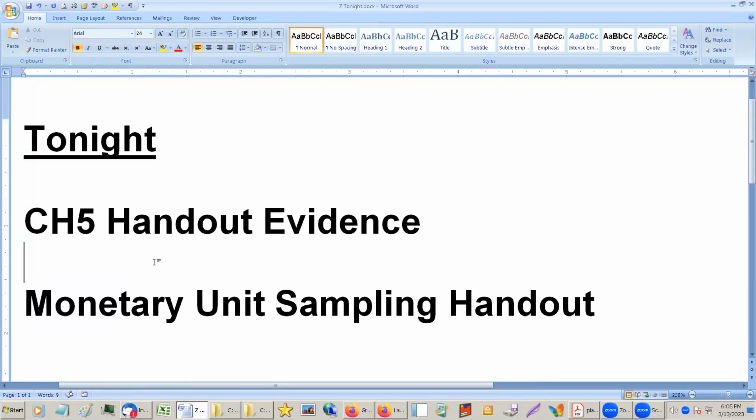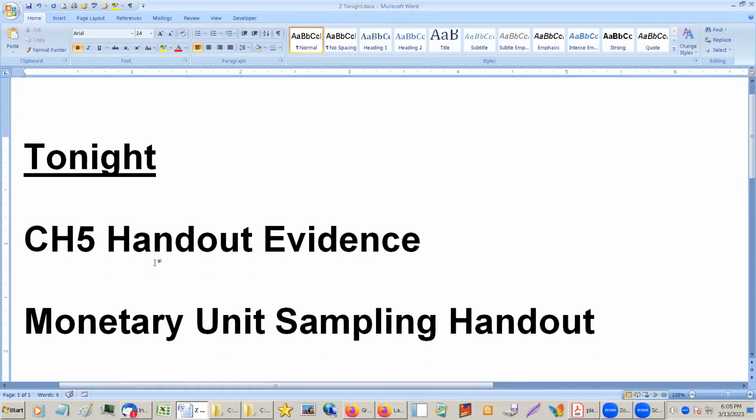The monetary unit sampling. And, we'll see.